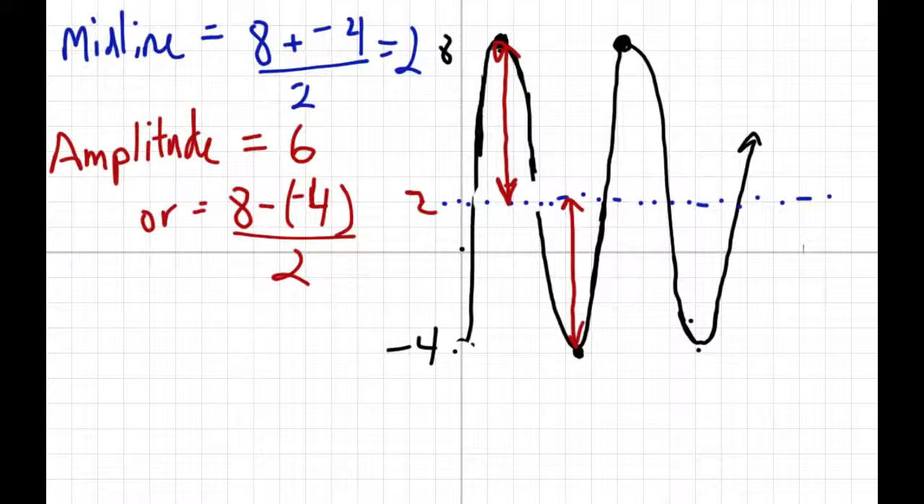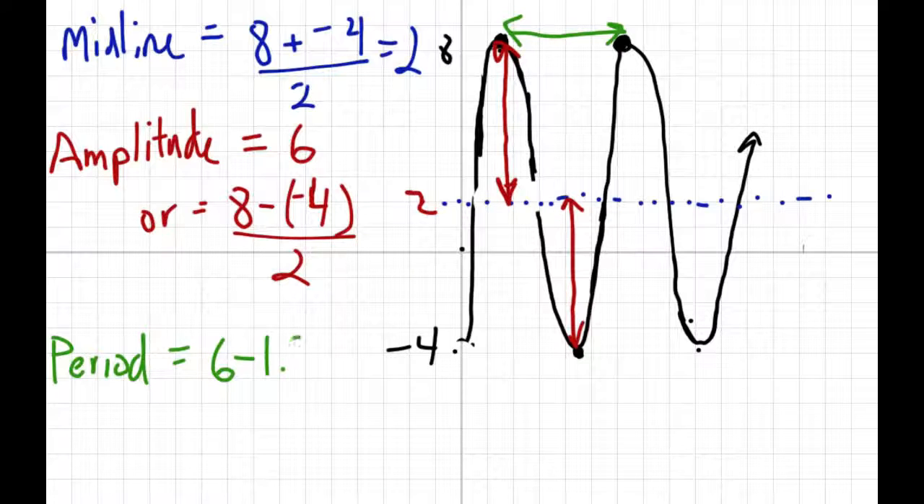And the last one, the period. Remember, that one is our horizontal distance. There are a few different ways you can do this one. You can measure from peak to peak if you know the coordinates. In this case, it's hard to see, but I tried to have the first point at 1.5 and the second one at 6. So you could just go 6 minus 1.5, and that would give us 4.5 radians for the period.